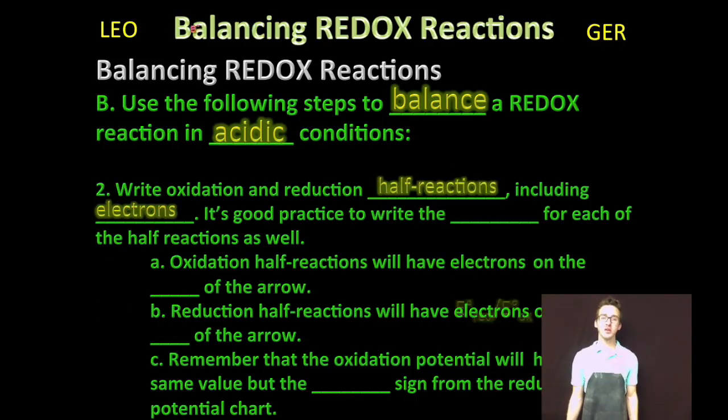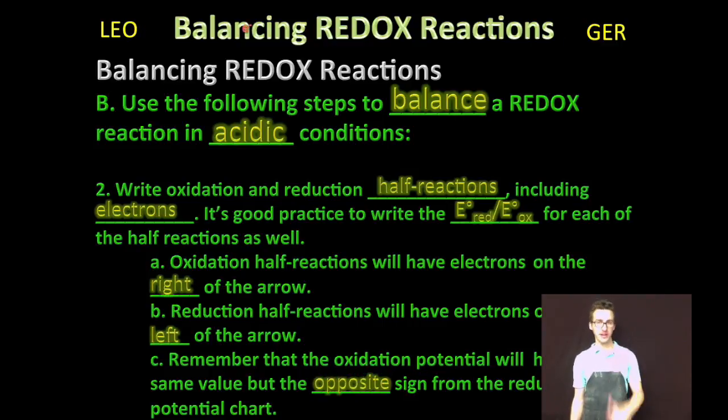Next, write oxidation and reduction half reactions, including the electrons. Also good practice to include the oxidation and reduction potentials for each of those half reactions. Keep in mind, oxidation half reactions will have electrons on the right, reduction half reactions will have electrons on the left. Don't forget, you're often working from a reduction potential chart, so keep in mind that when you're writing down the oxidation potential, same value but opposite sign.